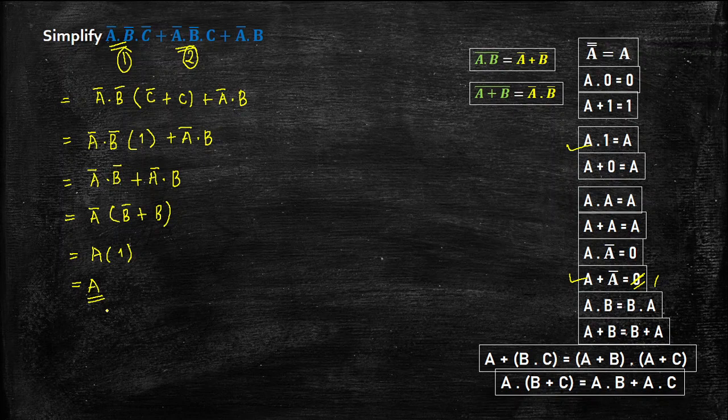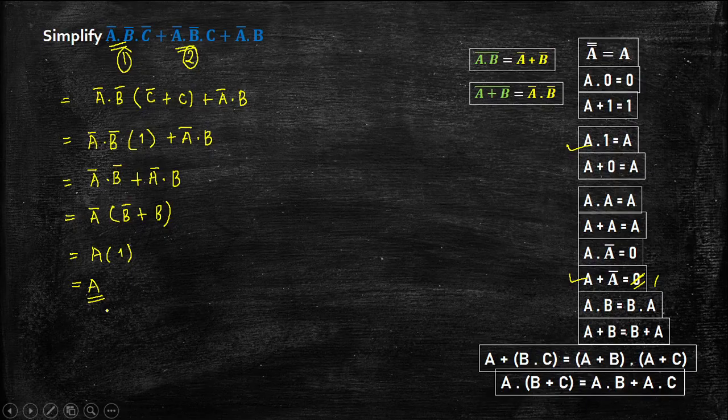So this is how you can simplify the given question with the help of the laws. This is the final one. So that's it for this video. In this video you have seen how the reduction process of a given algebraic equation can be done with the help of the rules and theorems that we have studied. Thank you.